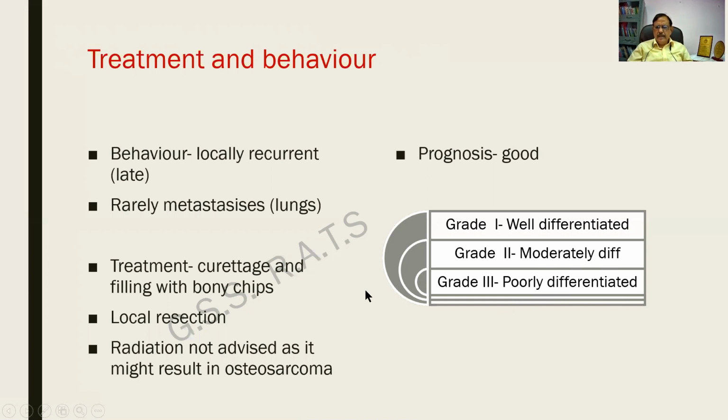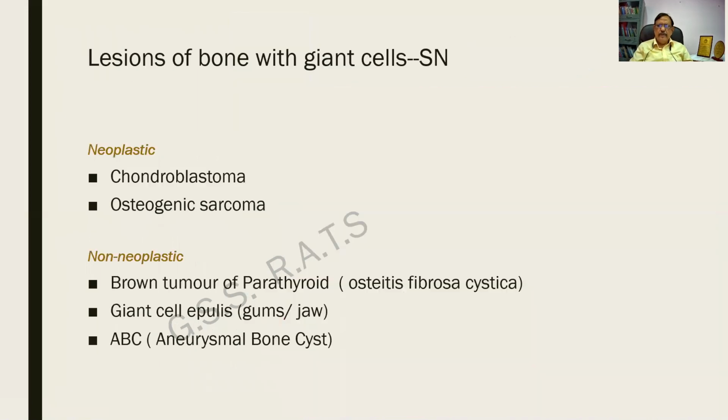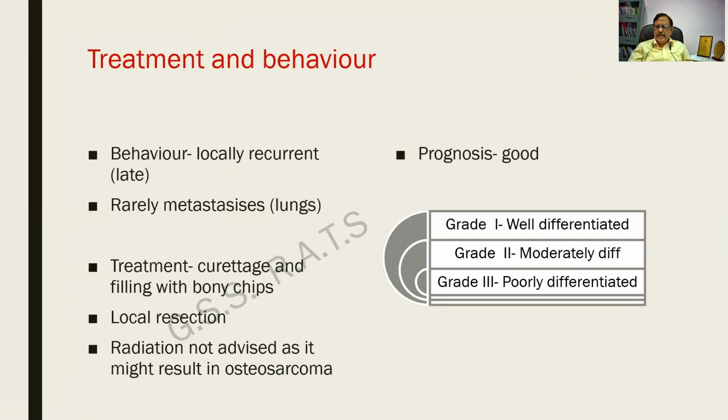And for the benefit of the students, you are finding this. If there are multiple giant cells uniformly spaced, it is well differentiated. In moderately differentiated, the giant cells are reduced in number. And in poorly differentiated, they are sparse, widely distributed. So if possible, you remember this. Otherwise, if you can just mention well differentiated, moderately differentiated, and poorly differentiated, it is more than enough. However, the behavior of the tumor does not match the histological finding.